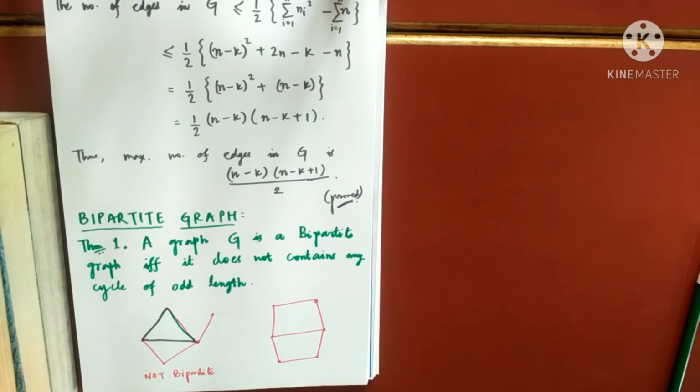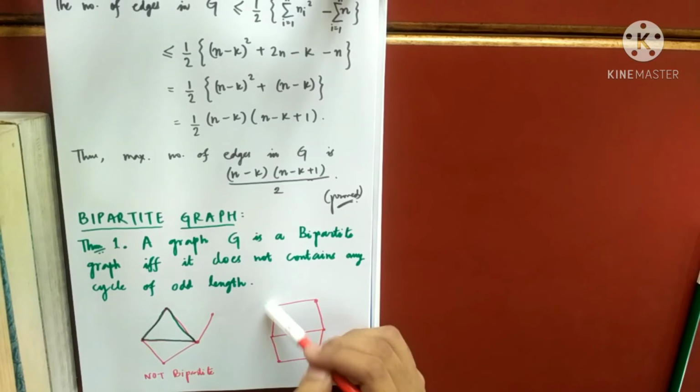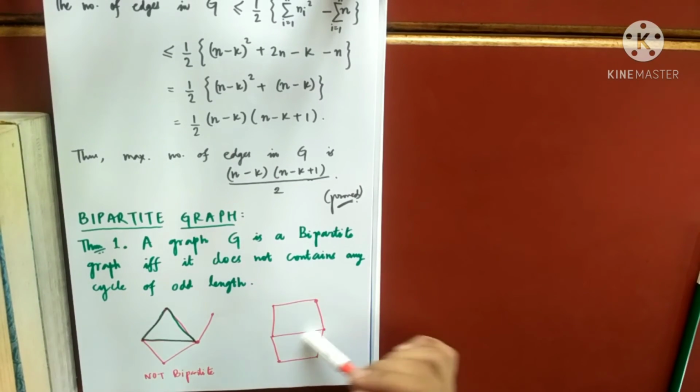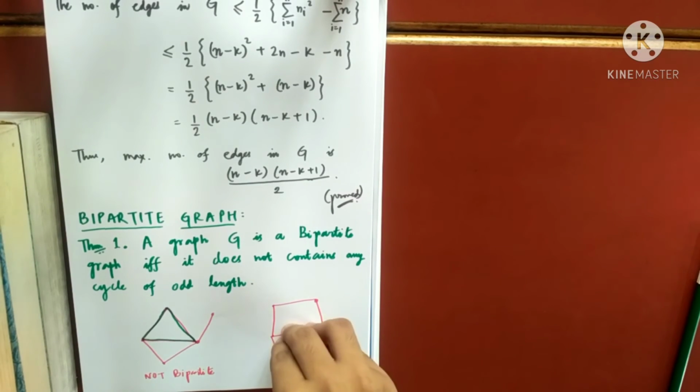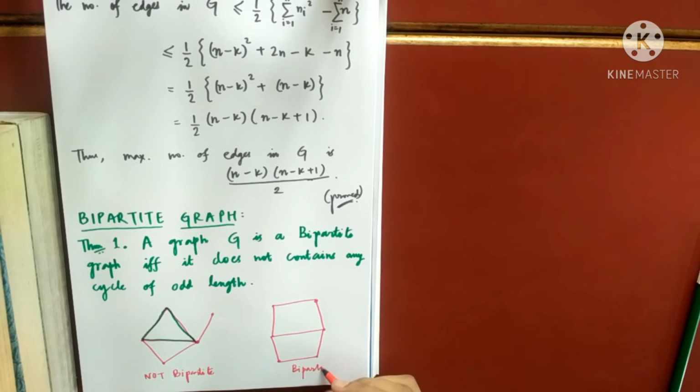Is this graph a bipartite graph? Let's see whether it has some cycle of odd length or not. This cycle, if I am considering, is of even length, that's all right. This cycle is of even length. This cycle, 1, 2, 3, 4, 5, 6, that's also even length. So this does not contain any cycle of odd length. So this is a bipartite graph.